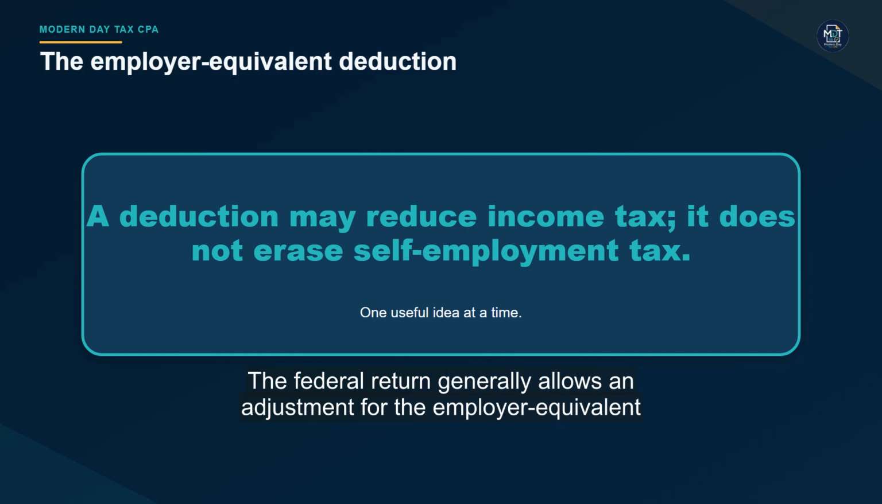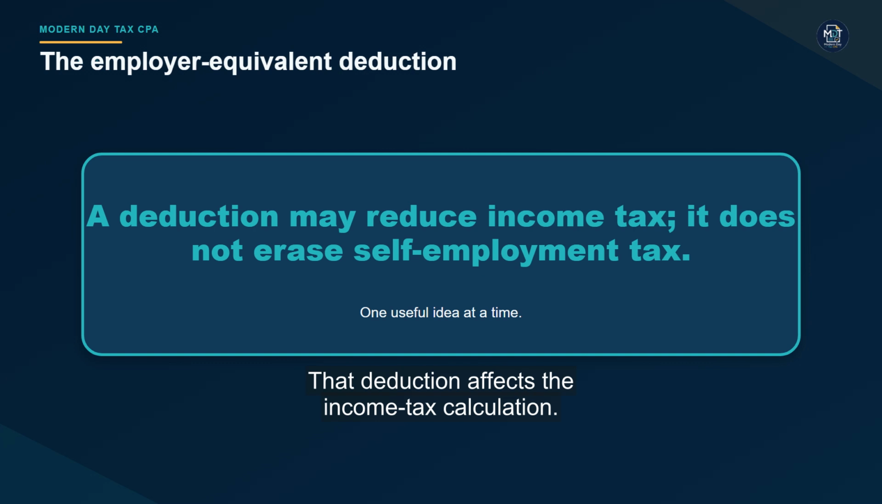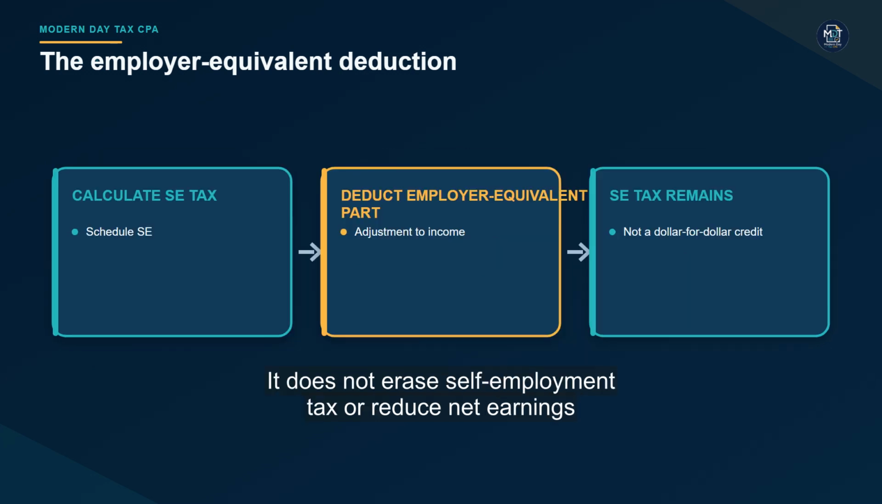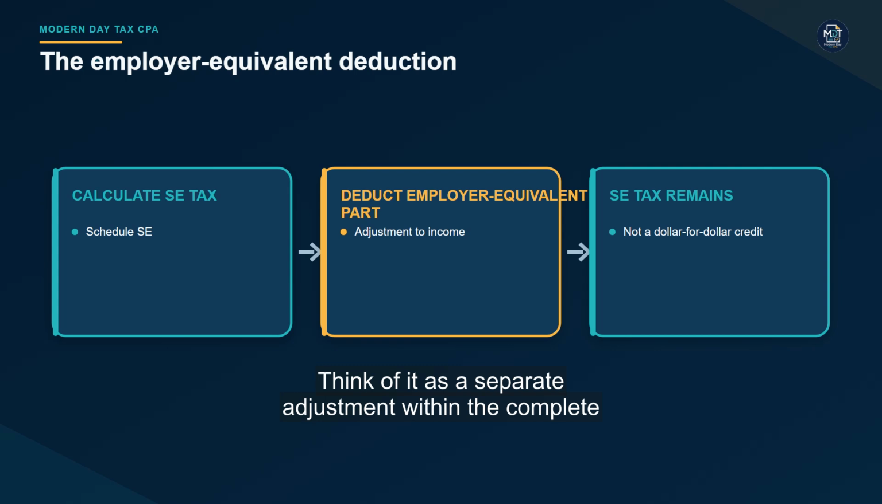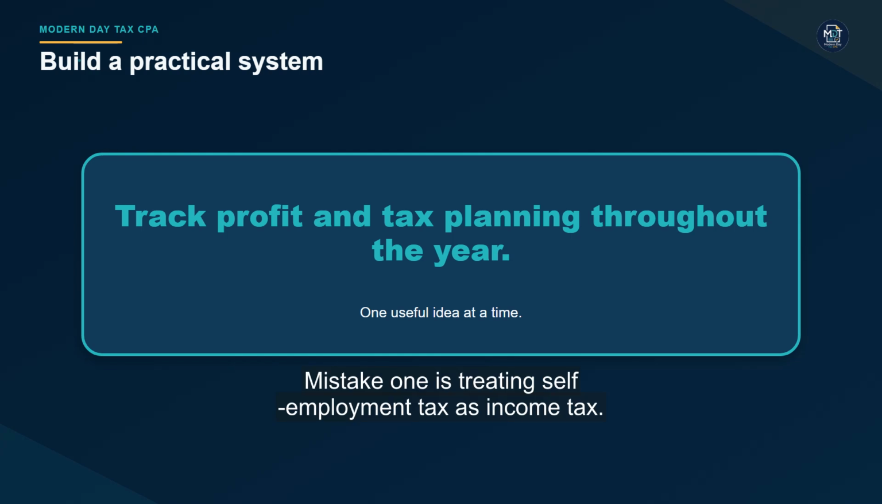The federal return generally allows an adjustment for the employer equivalent portion of self-employment tax when calculating adjusted gross income. That deduction affects the income tax calculation. It does not erase self-employment tax or reduce net earnings from self-employment. Think of it as a separate adjustment within the complete return, not a refund of the tax just calculated.